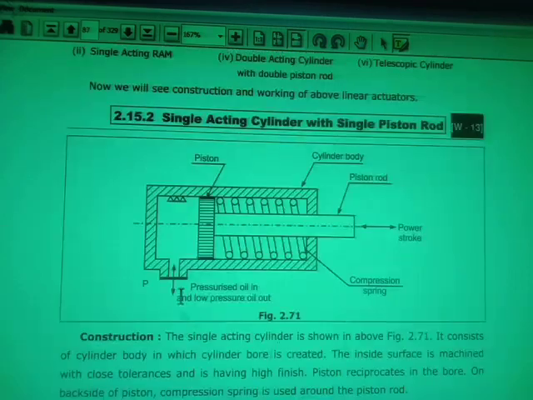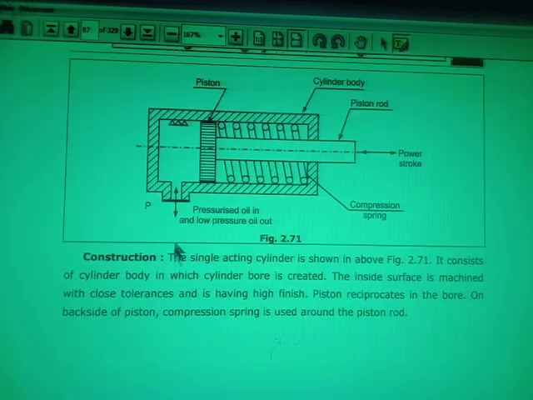Now what happens when the pressurized oil will enter? When the oil from the hydraulic pump passes, generally in this case we are using the 3x2 direction control valve. So we are using a 3x2 direction control valve. When the pressurized hydraulic oil enters from this side, what will happen? The oil will come here.